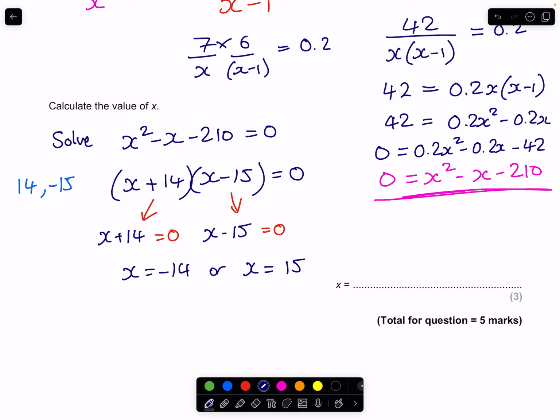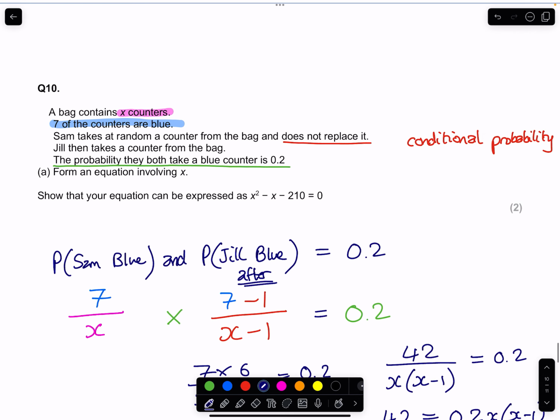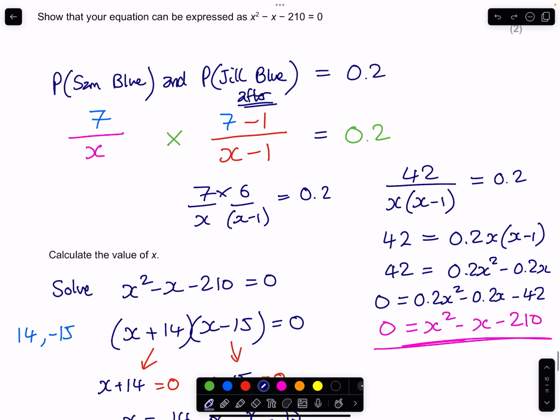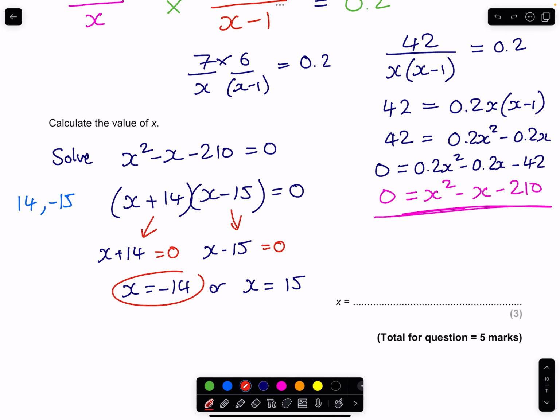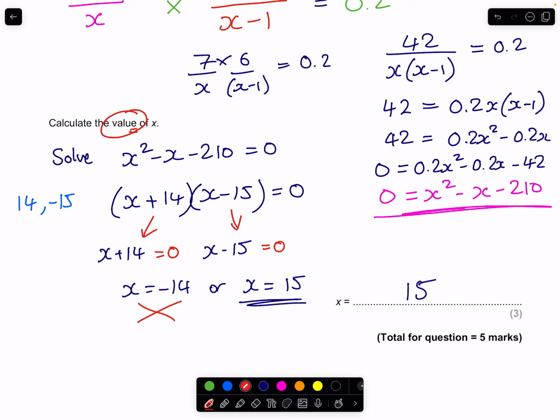Now, given this question's involving probability and the number of counters in the bag, we cannot have a negative number of counters in this bag. So we ignore that x equals minus 14 and we just write 15. The clue in the question as to why we're only going to have one answer is written there in the question. Calculate the value of x, no plural. Either way, x is 15, we are done.